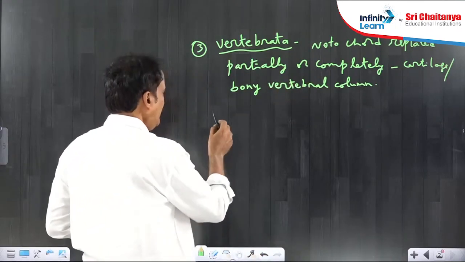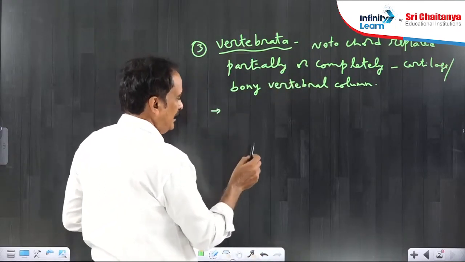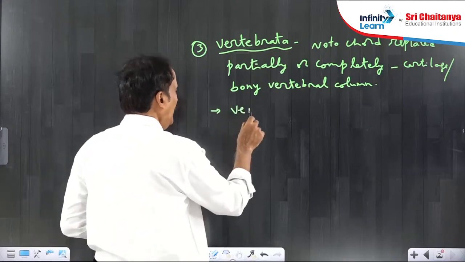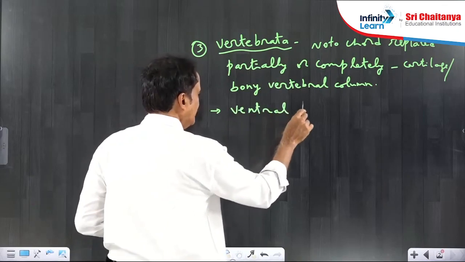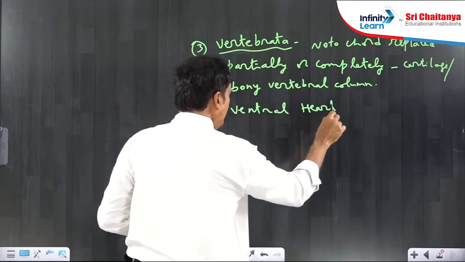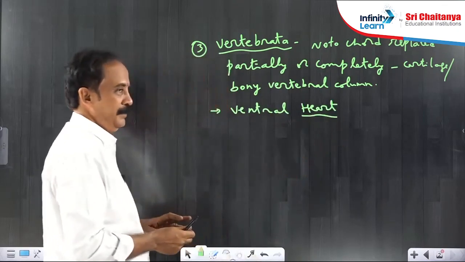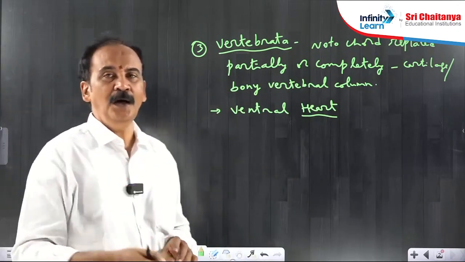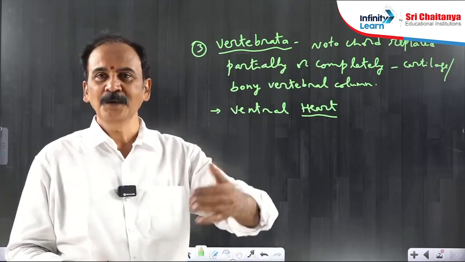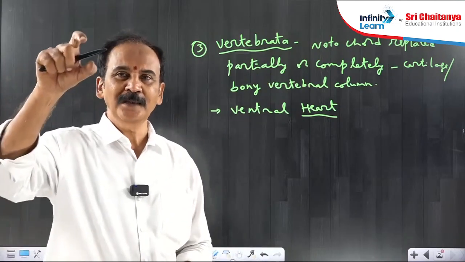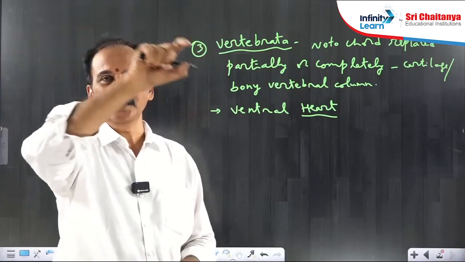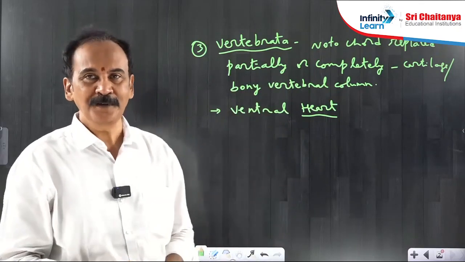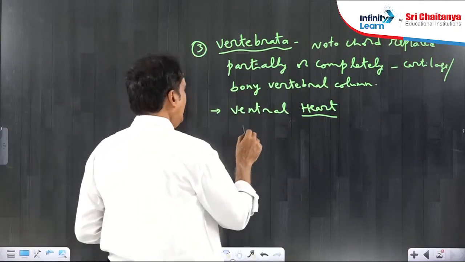And the group has other characters besides the chordate characters. They have a ventral heart. The heart is located ventrally, not dorsally. A heart on the dorsal side is a non-chordate character, like for example the cockroach. Cockroach has a 13 chambered heart on the dorsal side of the body. In chordates you will find the heart lies on the ventral side, and the heart is myogenic.